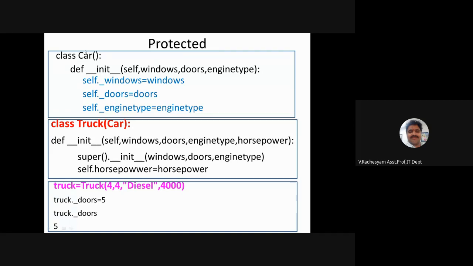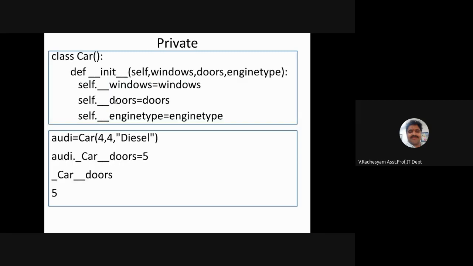Car and truck have an inheritance relation between them. In the subclass called truck, we can use the variables underscore windows and underscore doors, which are protected variables. The private variables, underscore windows, underscore doors, underscore engine type, cannot be accessed anywhere, but using the class you can access, because this is called car.